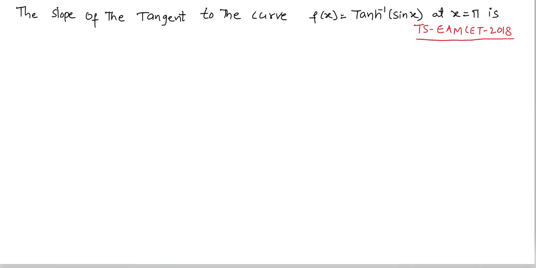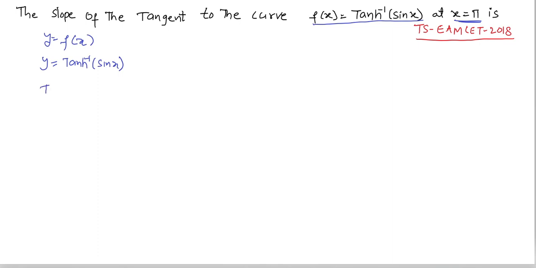The slope of the tangent to the curve f of x is equal to tanh inverse of sin x at x is equal to pi is. This is TSM set 2018 question. Here is given curve y is equal to f of x. Now we find the slope of this curve. y is equal to f of x is given tanh inverse of sin x.